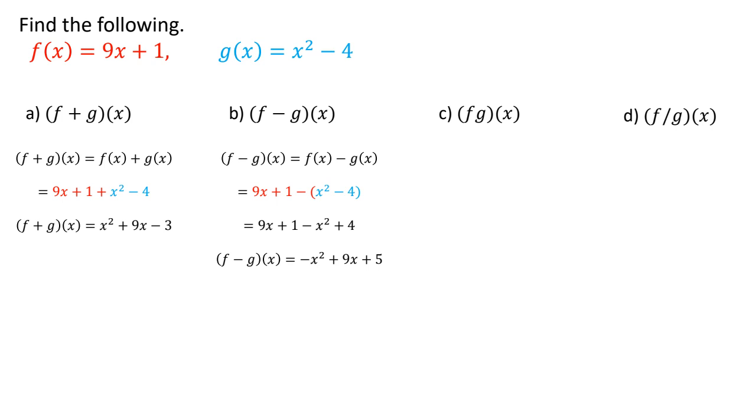Now it's just combining like terms again. I only have my constant terms that are like terms. So we have plus 1 plus 4, which is going to give me the 5. So my final answer is minus x squared plus 9x plus 5. Okay.